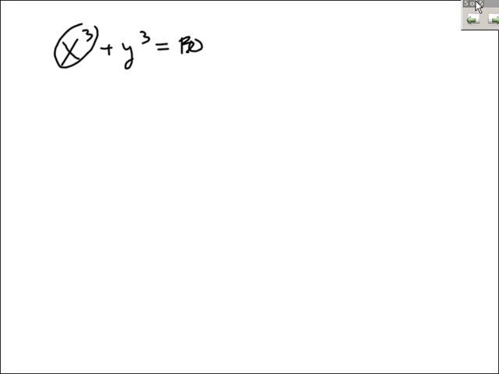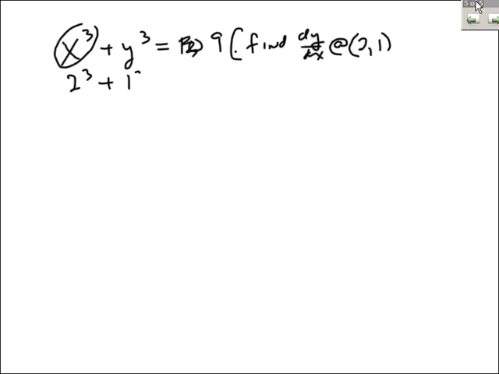Actually, let's make this 9, okay? So, the instruction is find dy/dx at x is 2, y is 1. Notice that 2 cubed is 8, plus 1 cubed is 9. So the point (2, 1) is on the curve.